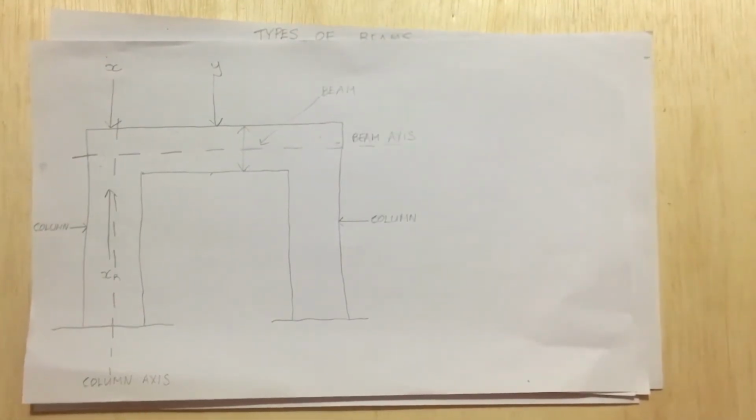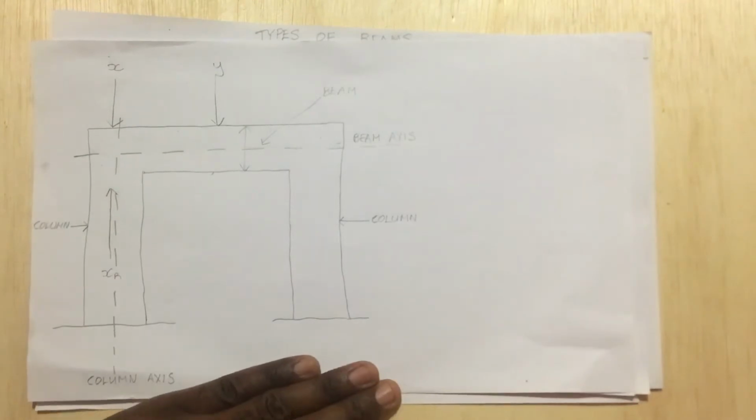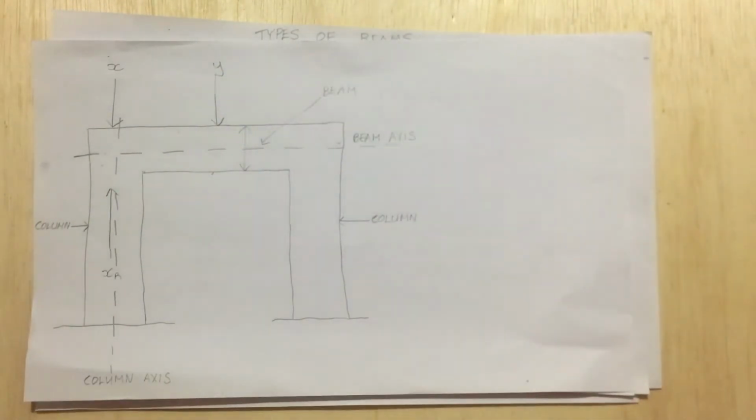Okay, so what is a beam? A beam is a horizontal structural member that bears loads, and these loads can be vertical loads as well as shear force as well as bending moments. And I'll explain what shear force and bending moments are in a bit.